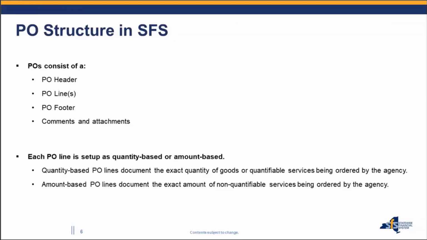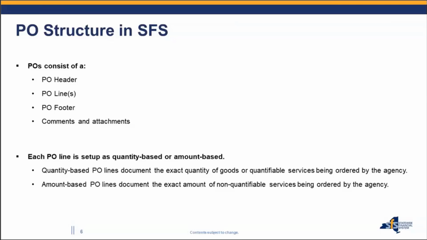The PO lines are used to describe what you're ordering. A PO can have one line or multiple lines. Each PO line will have a quantity and unit of measure or amount. You can have comments associated with each PO line as well. And the PO line is also where you would add the contract ID if applicable.